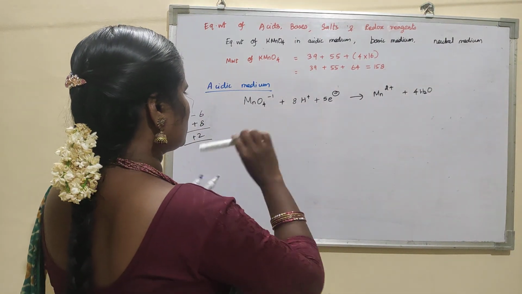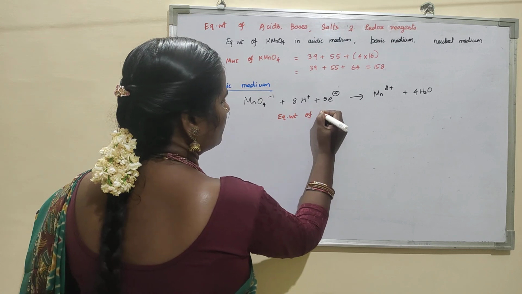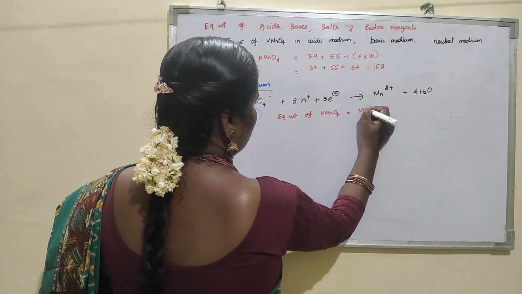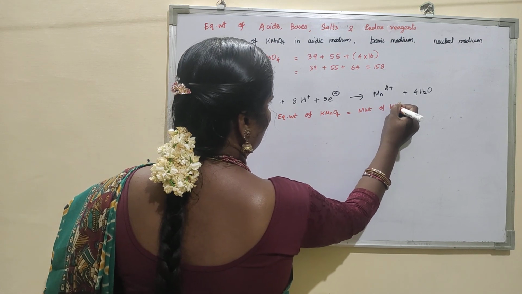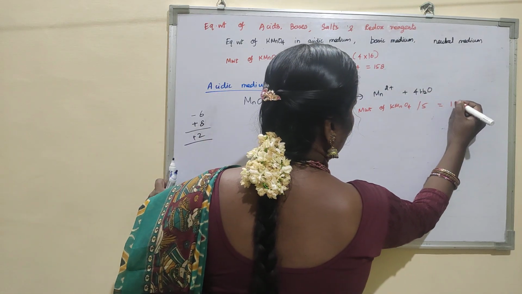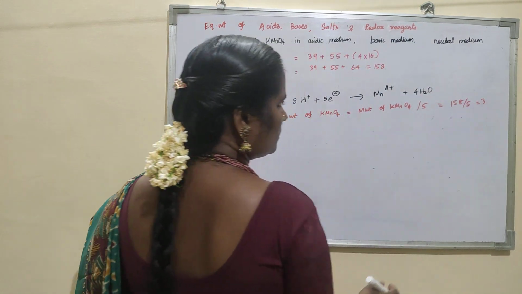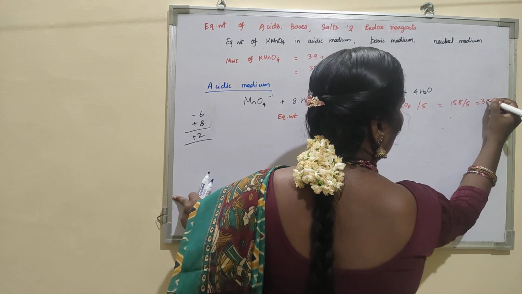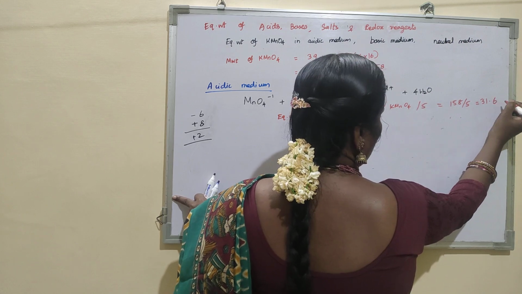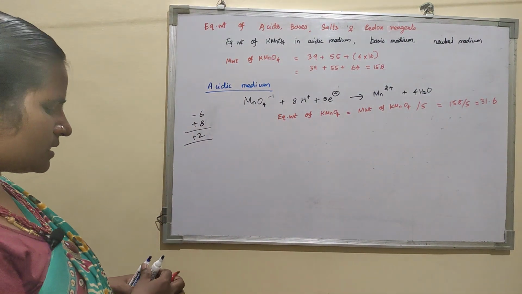Now the equivalent weight of KMnO4 in acidic medium is molecular weight of KMnO4 divided by 5. So 158 divided by 5. So 3 5s are 15, remaining is 8, 6 5s are 30. So this is 31.6 in the acidic medium.